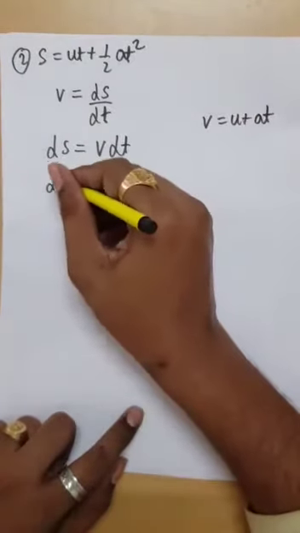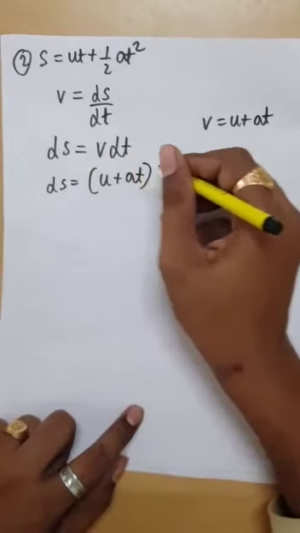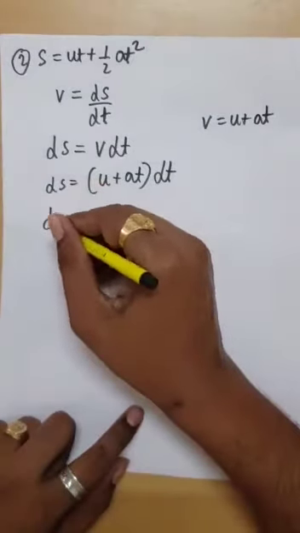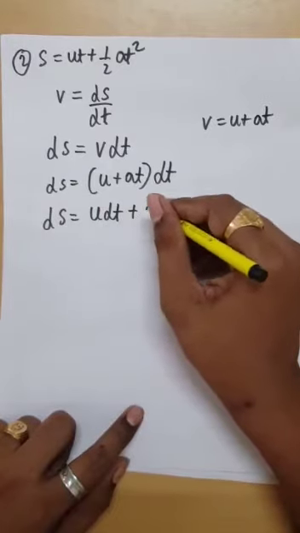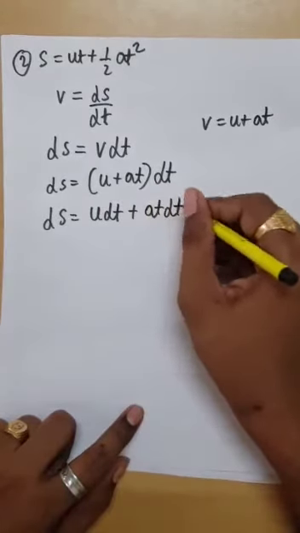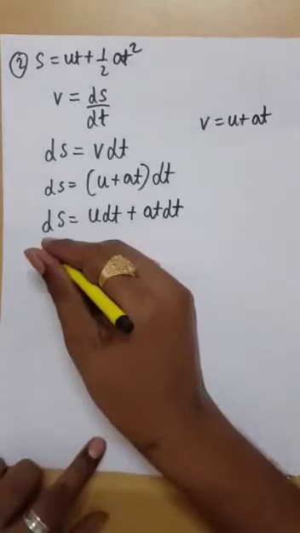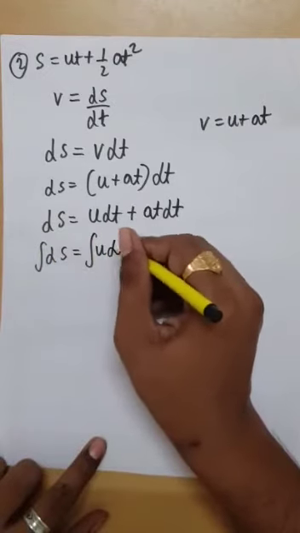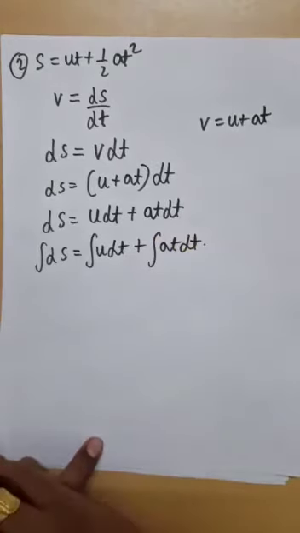So ds is equal to, here we can write, u plus at dt. So ds is equal to u dt plus at dt. Now we are taking integration on both sides. So when we take integration on both sides, we are left with integration of ds is equal to integration of u dt plus integration of at dt.